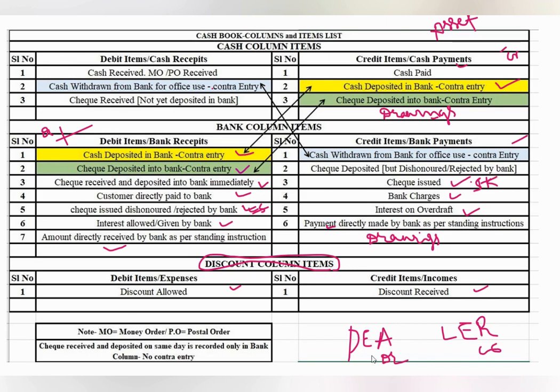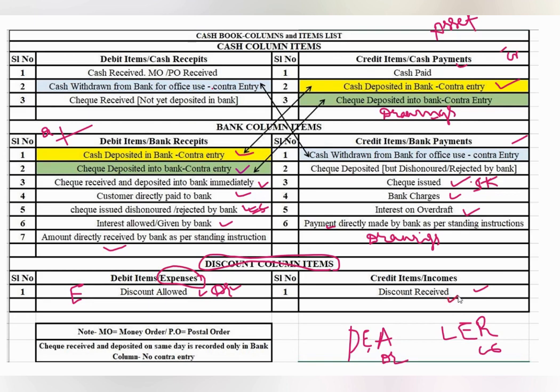You know that. So now discount allowed, when we are allowing a discount, it is an expense to us. So this is recorded on the debit side. Discount allowed should be recorded on the debit side. Discount allowed is an expense. Here I have written already, discount allowed is an expense. So this should be recorded on the debit side.